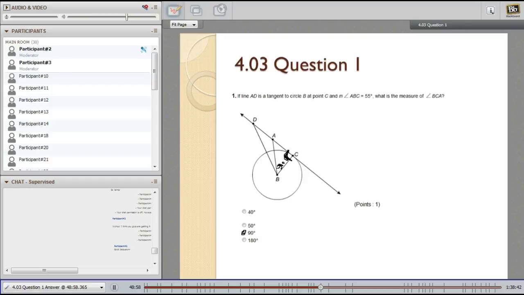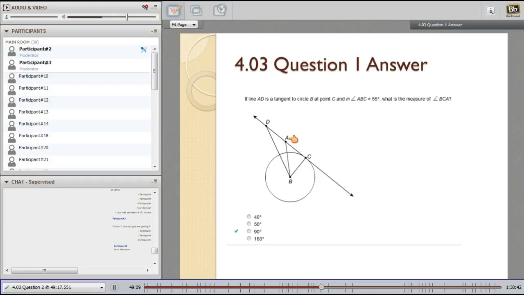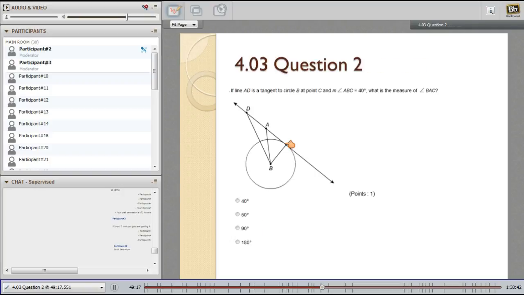So if line AD is tangent to circle B at point C, and the measure of ABC is 55 degrees, what is the measure of BCA? Oh, that's the one we just did. Sorry, I was just showing you the answer. So here it is again. Line AD is tangent to circle B at point C, and ABC is 40 degrees. What is the measure of BAC?